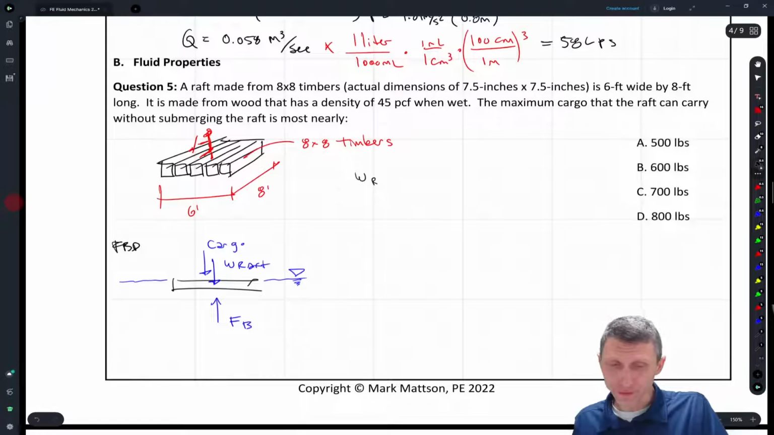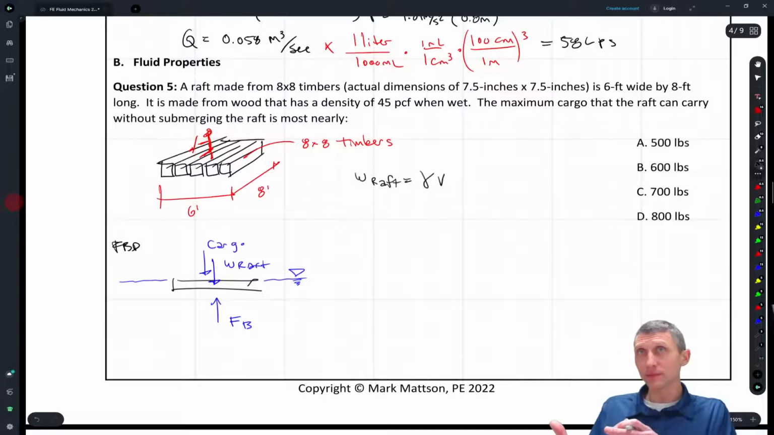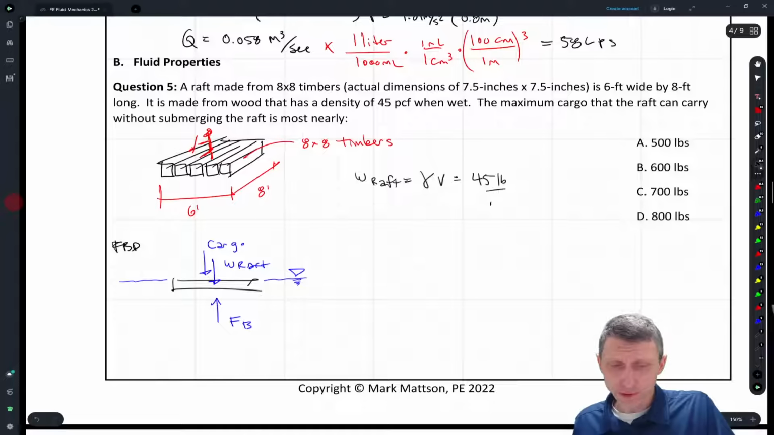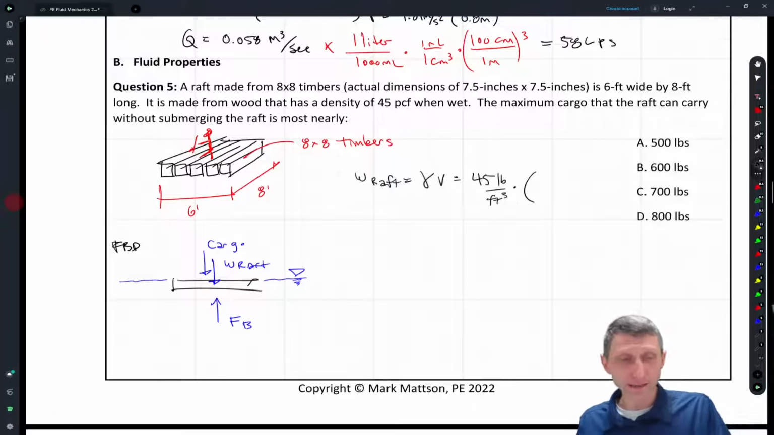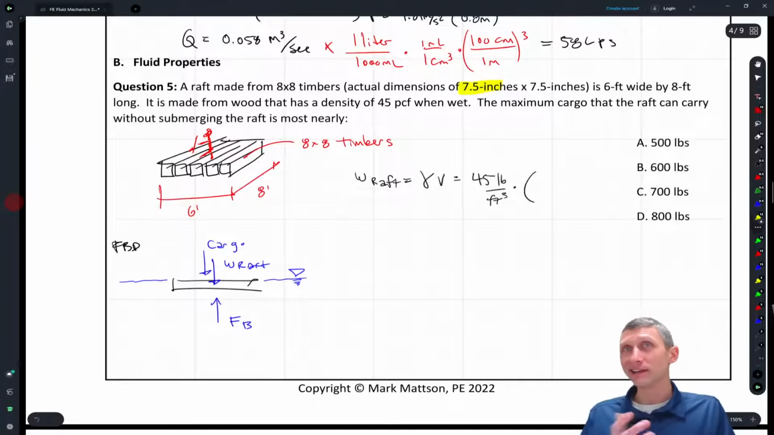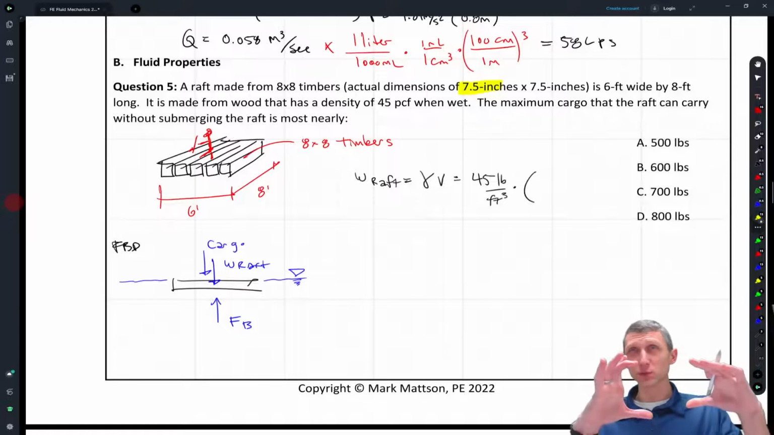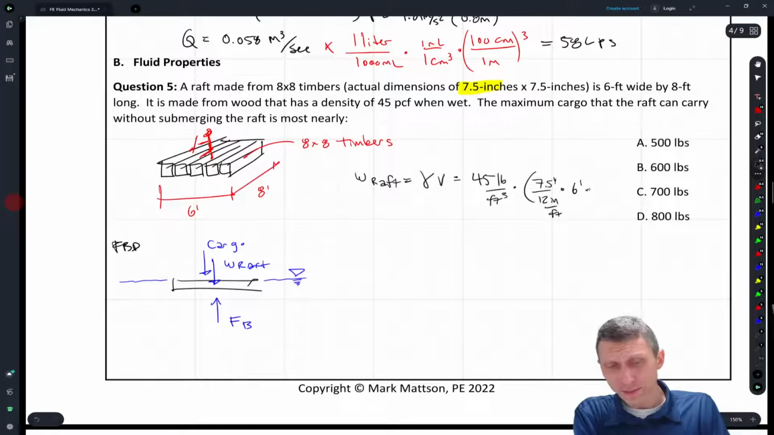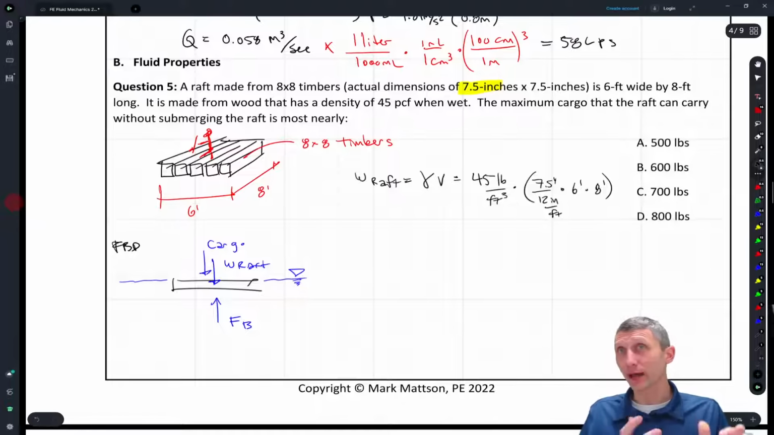So let's figure it out. What's the weight of the raft? The weight of the raft is just equal to gamma times V. It's just the density of the material times the volume of the material. So this is going to be our 45 pounds per cubic foot times the volume of our raft. I said we had 7.5 inch actual thickness. A lot of times dressed wood gets smaller than the nominal dimensions. So 7.5 inches divided by 12 inches per foot times 6 feet times 8 feet. That gets us the volume of the wood.